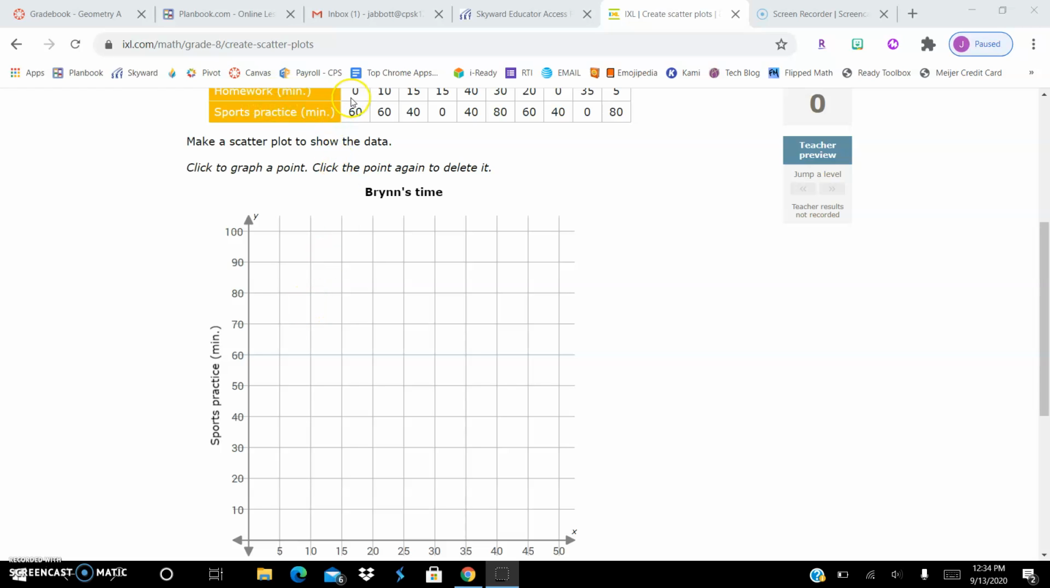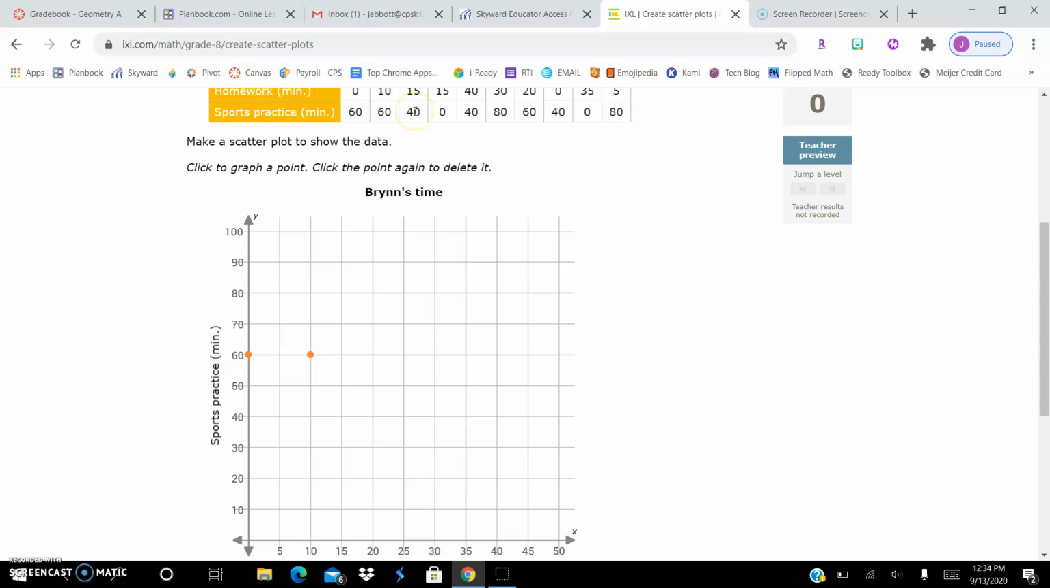So the first one is 0, 60. She spent 0 minutes on homework and 60 minutes at sports practice. So you always start at the origin down here at 0, 0, and we have to go over 0 or crawl 0, so we're not going to move. And then we have to go up 60. And we click to put a dot. The next one is 10, 60, so back to the origin. We're going to crawl 10 and climb 60.